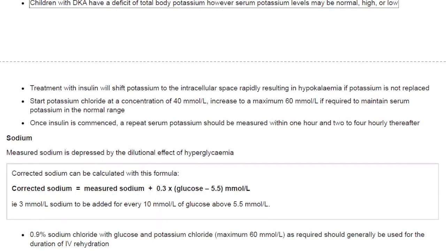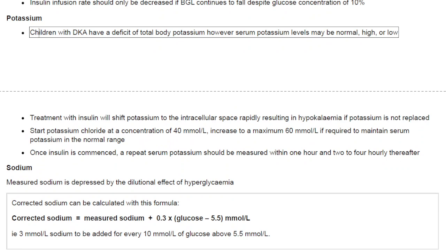Potassium. Children with DKA have a deficit of total body potassium, however serum potassium levels may be normal, high, or low. Treatment with insulin will shift potassium to the intracellular space rapidly, resulting in hypokalemia if potassium is not replaced. Start potassium chloride at a concentration of 40 mmol/L, increase to a maximum 60 mmol/L if required to maintain serum potassium in the normal range. Once insulin is commenced, a repeat serum potassium should be measured within 1 hour and 2 to 4 hourly thereafter.